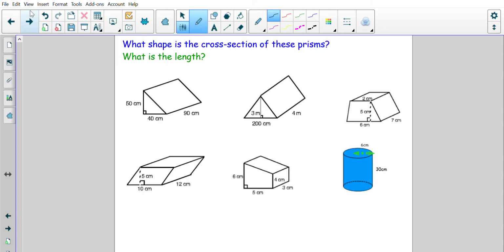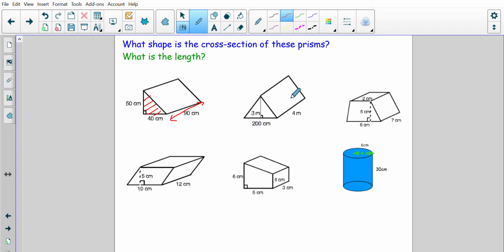So let's have a look at that in a few more shapes and make sure we can identify which is the cross section and which is the length. So this is a triangular prism because the cross section is a triangle. So there's the cross section of the triangle, and the length, or the number of slices, would be this here, which is 90. We're not going to go through and work all these out, we're just making sure we can identify the cross section and the length.